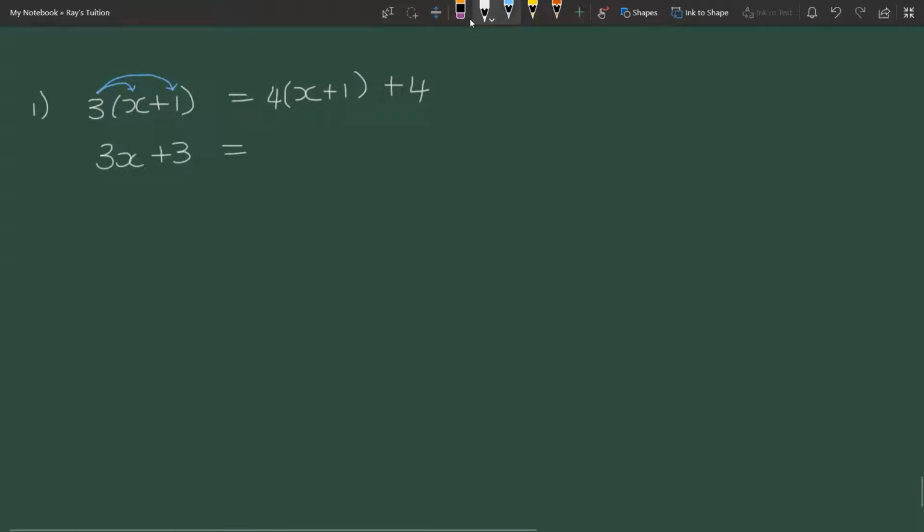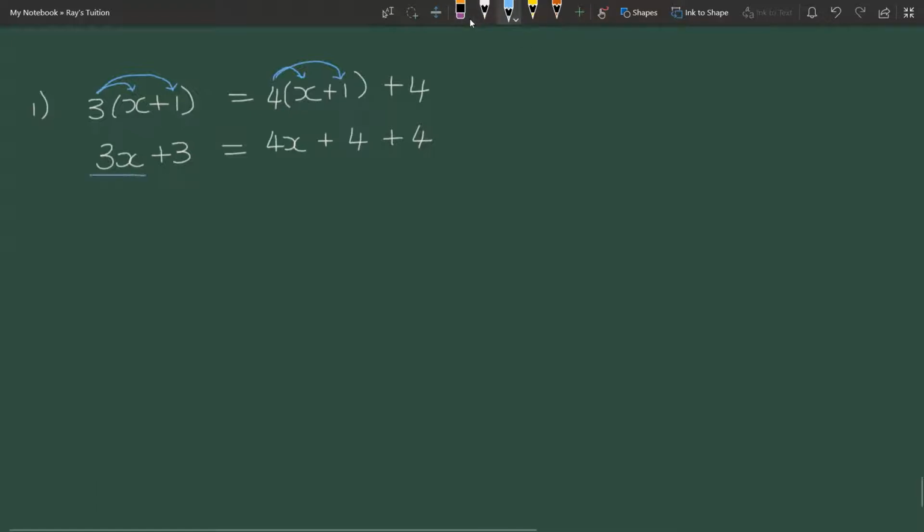And we're going to do the same thing for the 4. We're going to distribute it to both terms inside the bracket. 4 times x is 4x, plus 4 times 1 is 4, and then we still have that plus 4. Now what we would like to do is get all of the x's on one side and all of the numbers on one side. So let's start with the x's.